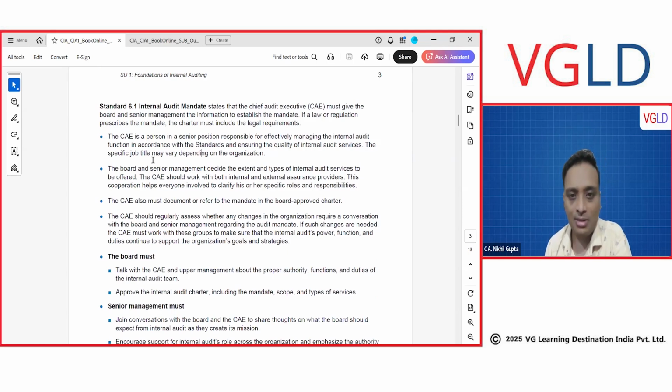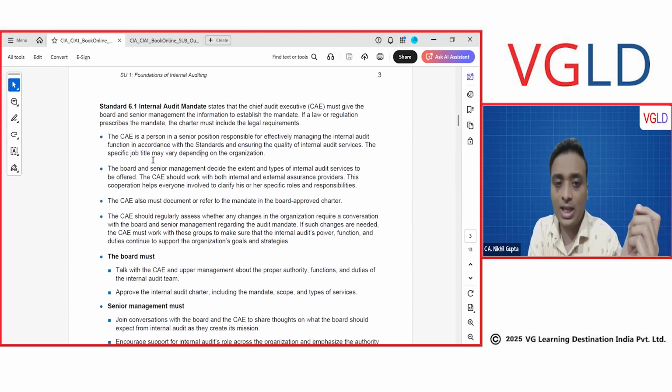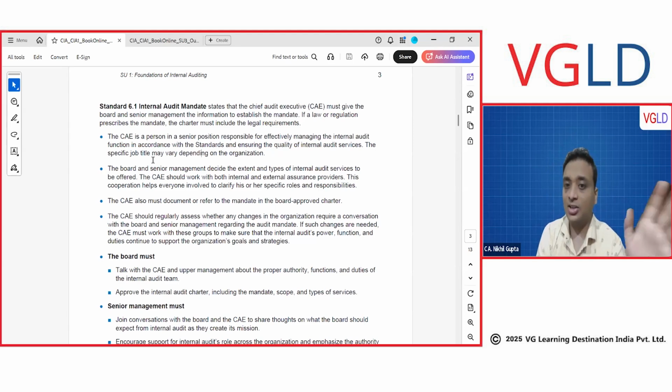The board and senior management decide the extent and types of internal audit services to be offered. I explained this before: it is the responsibility of the board and senior management to decide the extent and the types of internal audit services that can be offered. Ultimately it's their organization. They are not performing any external audit here. But the CAE should work with both internal and external auditors.